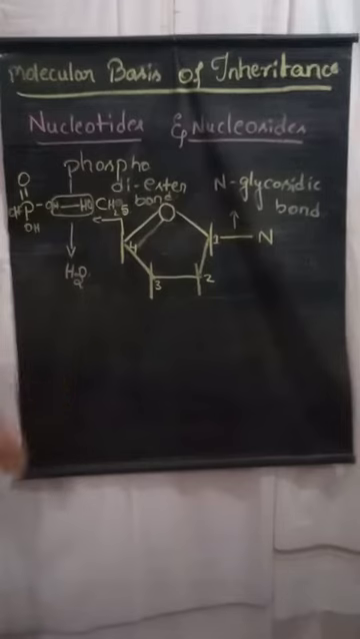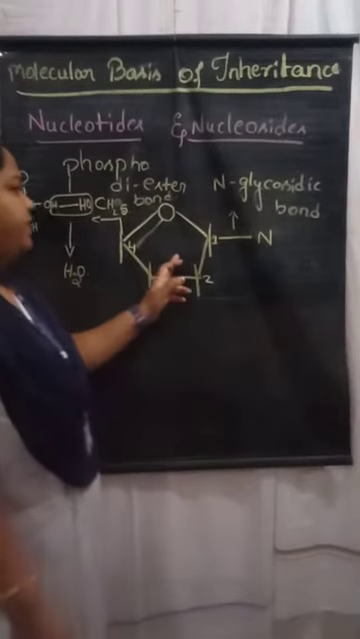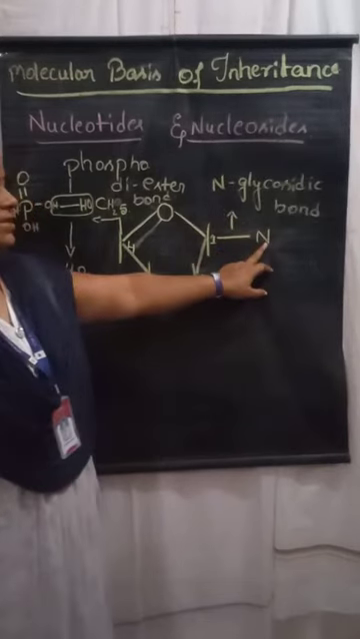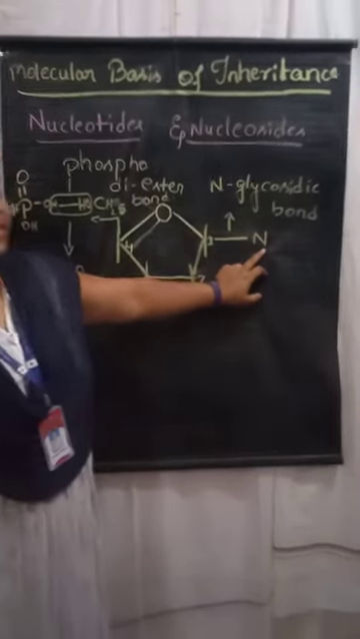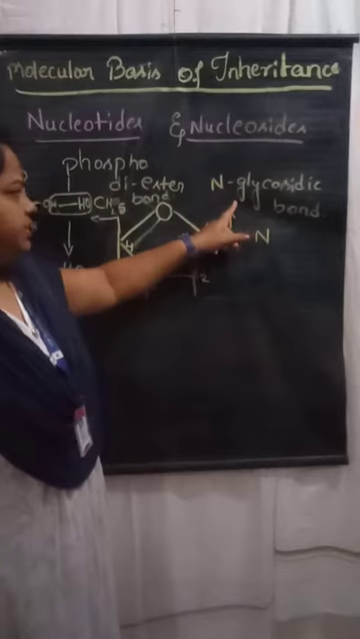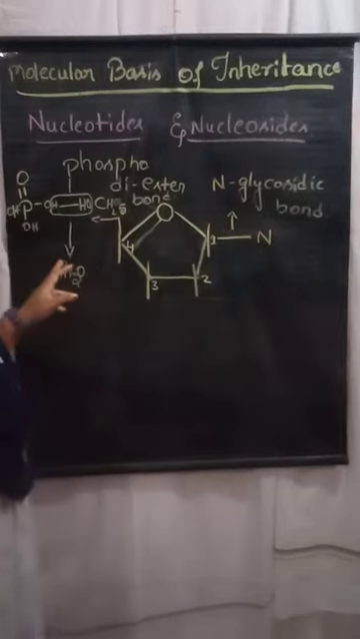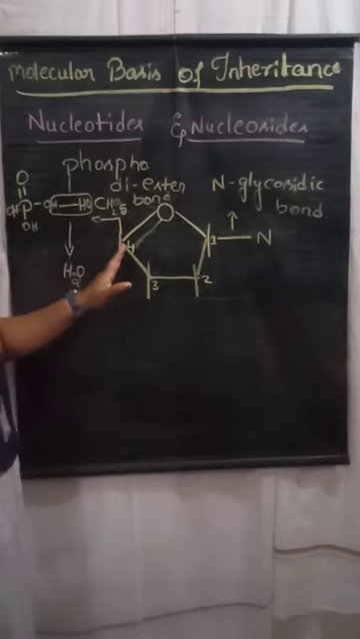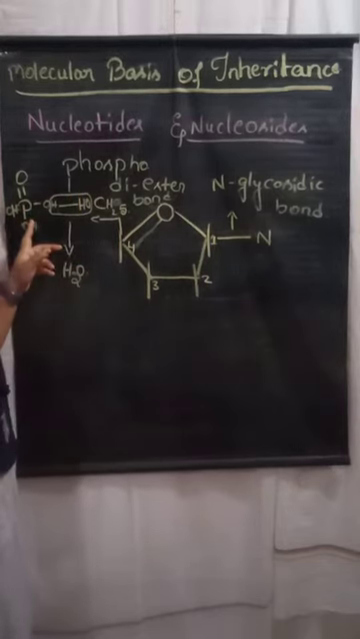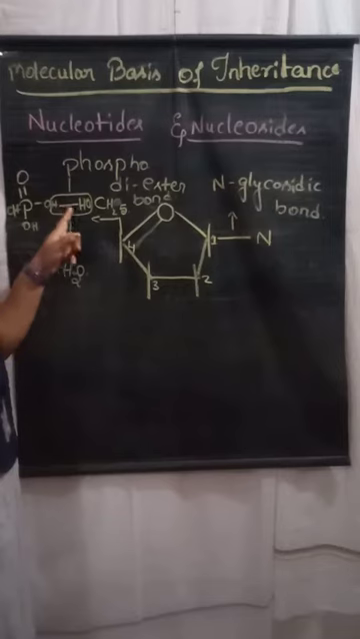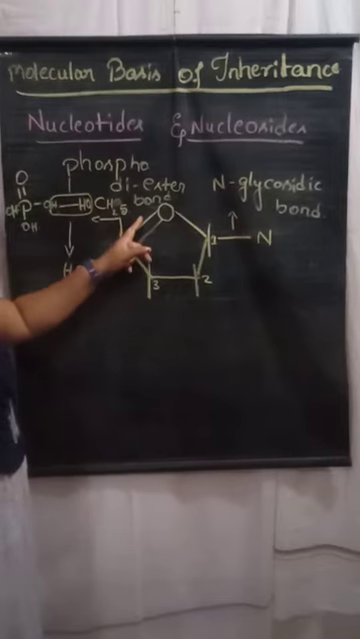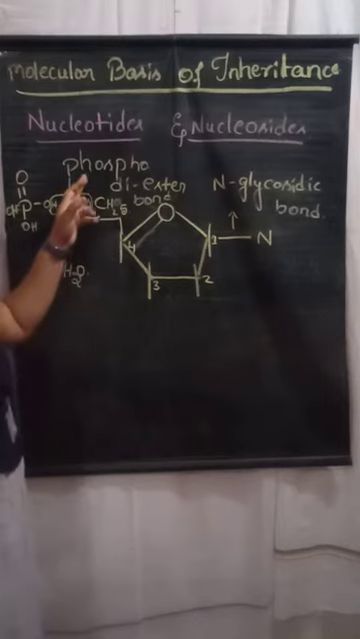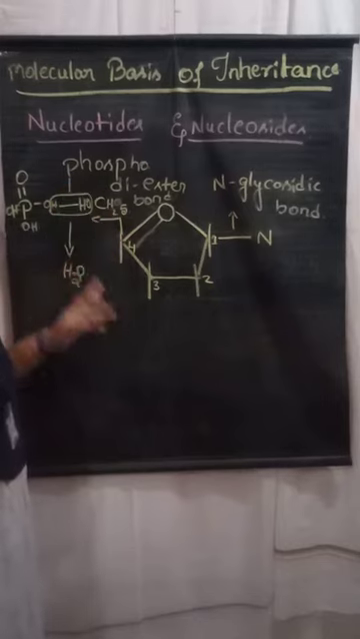In the examination they will ask you to name the bond formed between the pentose sugar and the nitrogenous bases. What is your answer, students? That is the N-glycosidic bond. And the bond formed between the pentose sugar and the phosphoric acid group, which bond is that? That is the phosphodiester bond, formed by the removal of a water molecule.